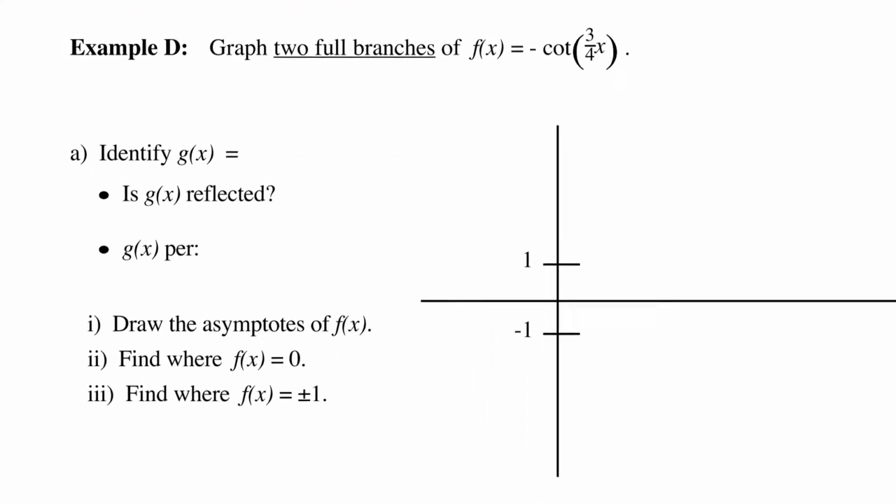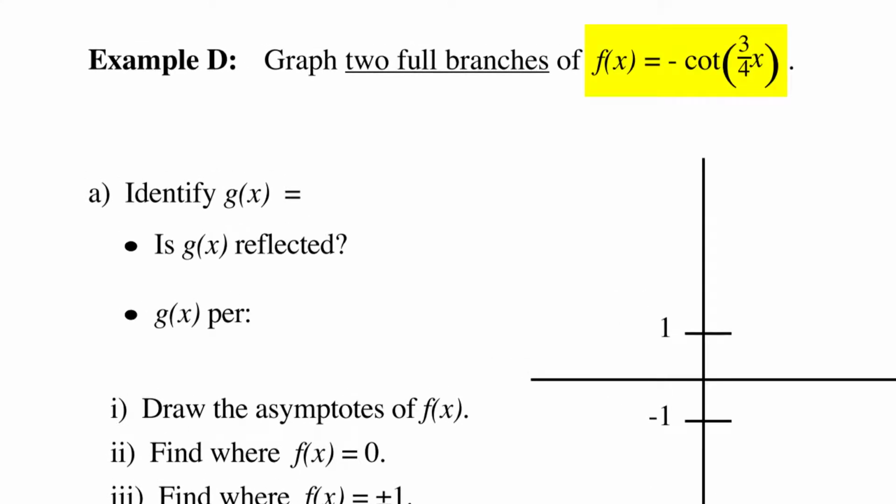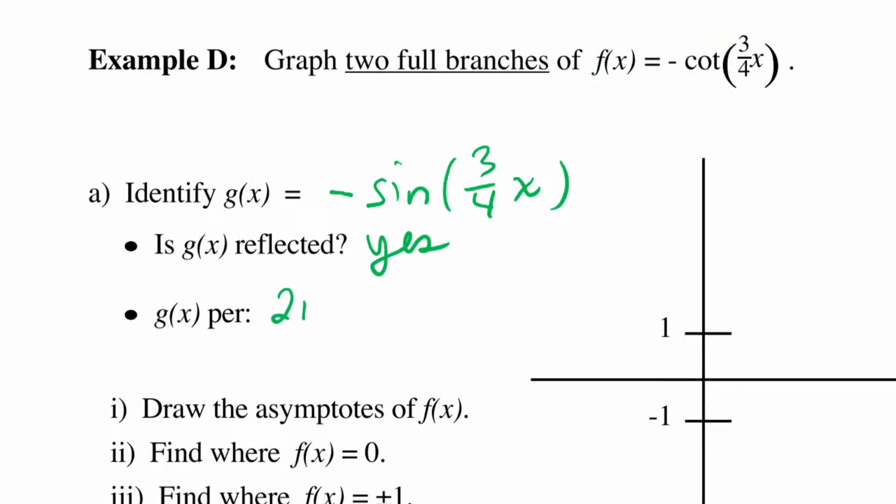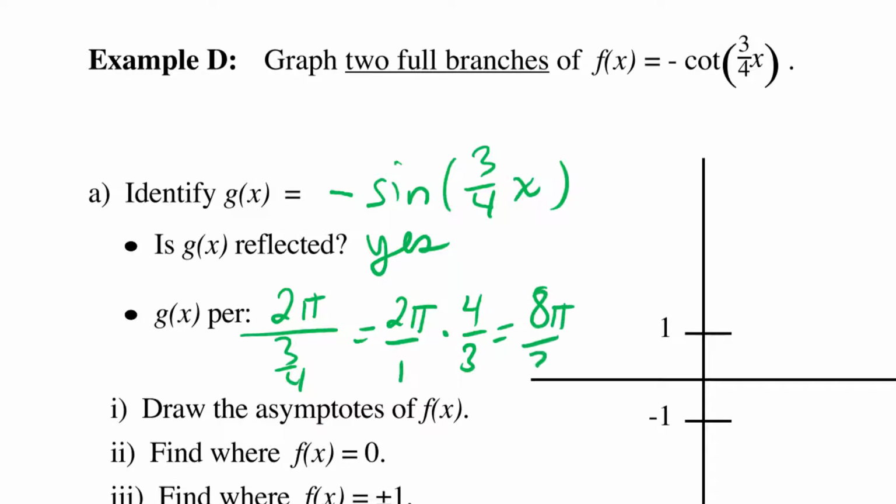So now we're going to graph two full branches of f of x equals negative cotangent of 3/4 x. Again, we'll identify g of x. In this case, it is negative sine of 3/4 x. And yes, it is reflected. The period is 2 pi over 3/4. That's 2 pi over 1 times 4/3. That becomes 8 pi over 3.